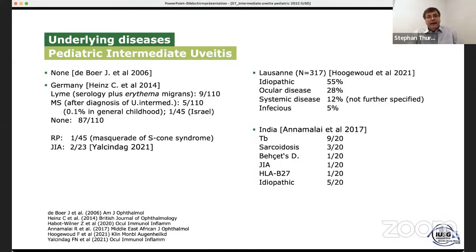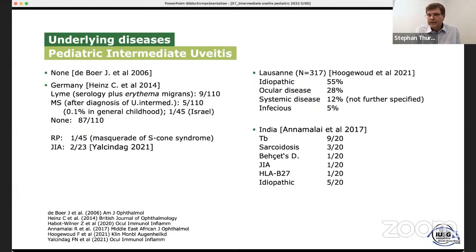Now, looking at underlying diseases for pediatric intermediate uveitis, most patients do not have an underlying disease, so it really is idiopathic. This was shown by publications from the Netherlands and from Germany. Here, sometimes we see patients with multiple sclerosis. And then it is also important to look at JIA. Rarely, JIA may be an underlying cause of intermediate uveitis.